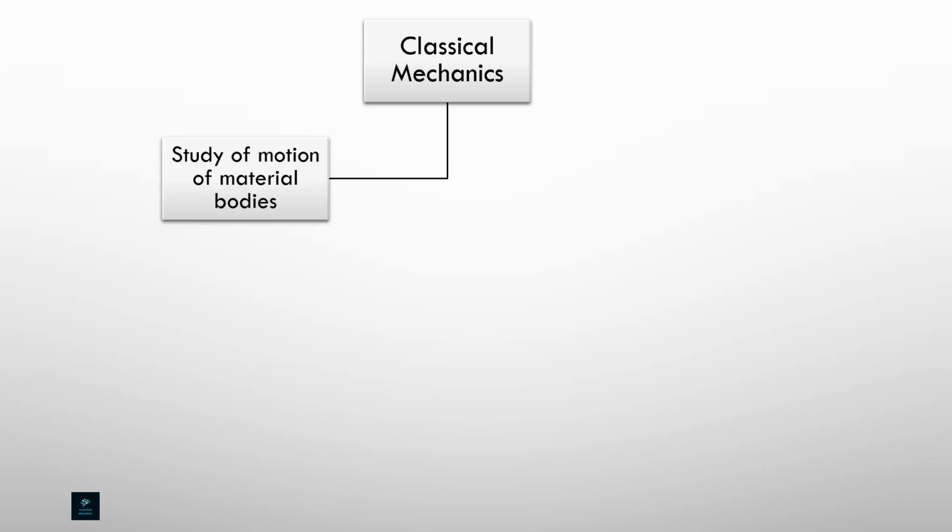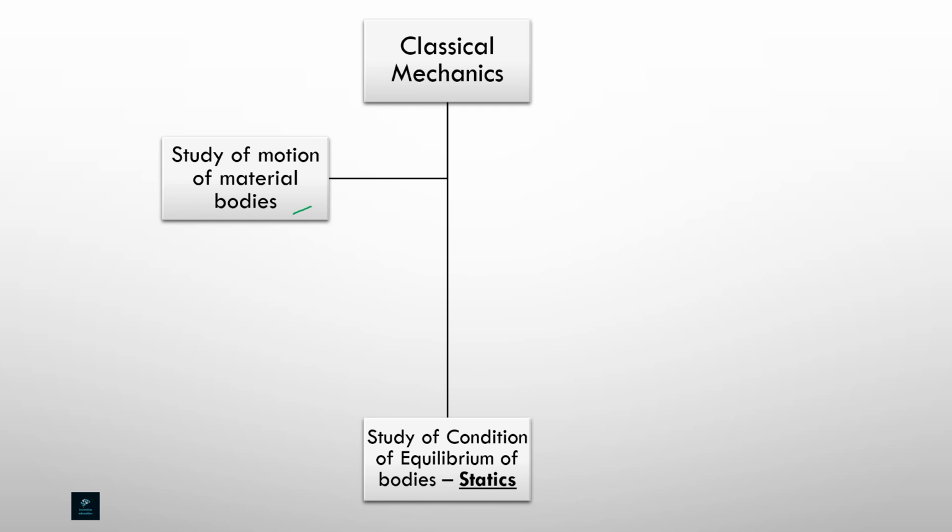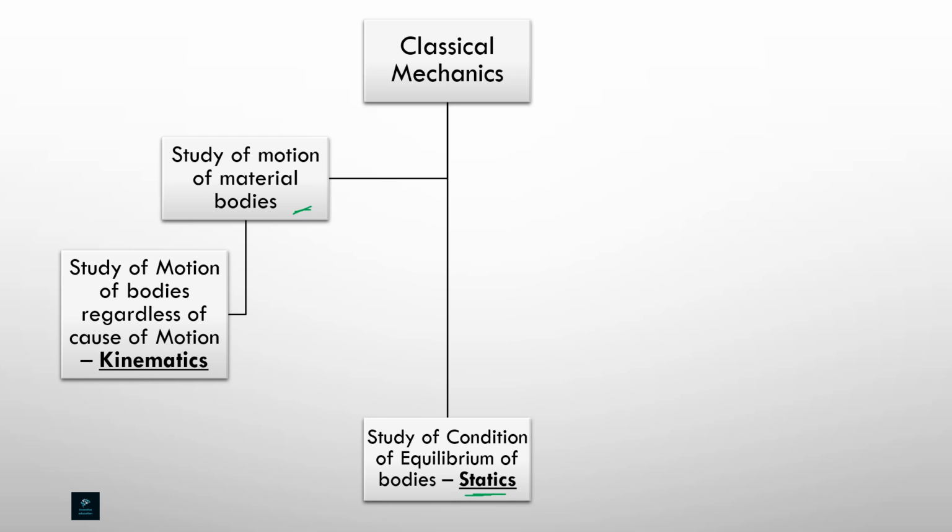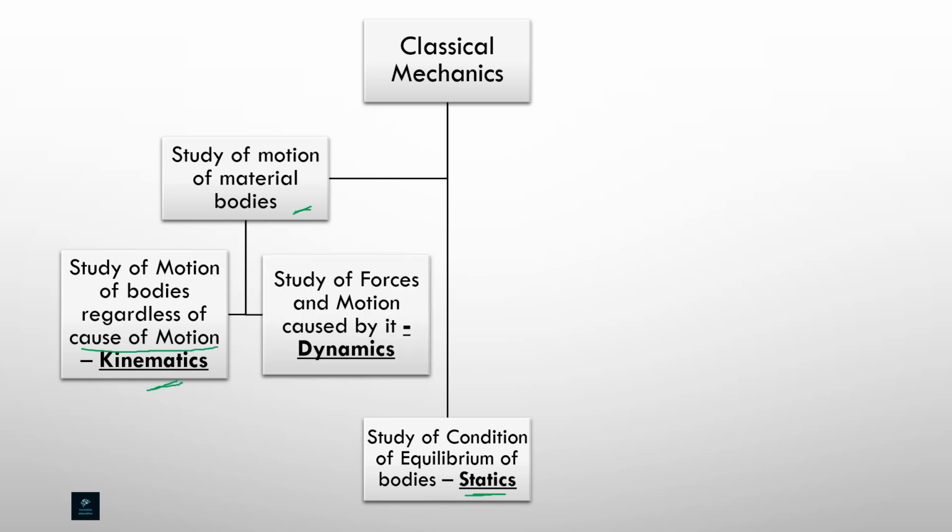Classical mechanics involves the study of motion of material bodies and the study of conditions of equilibrium of bodies. This second part is known as statics. Further, the study of motion of material bodies is divided into two parts. First is the study of motion of bodies regardless of the cause of motion, which is known as kinematics. And second is the study of forces and the motion caused by them, which is called dynamics.